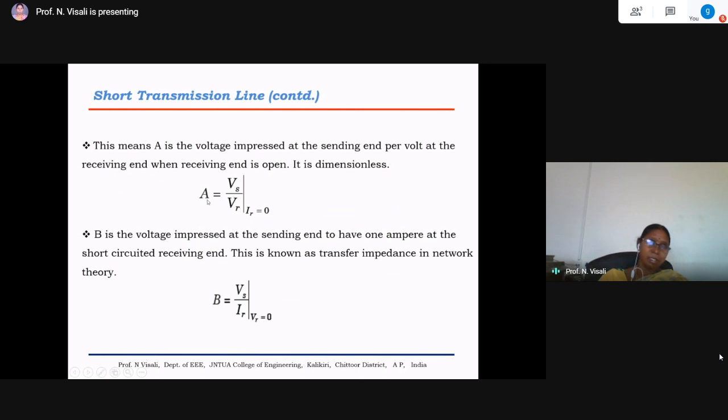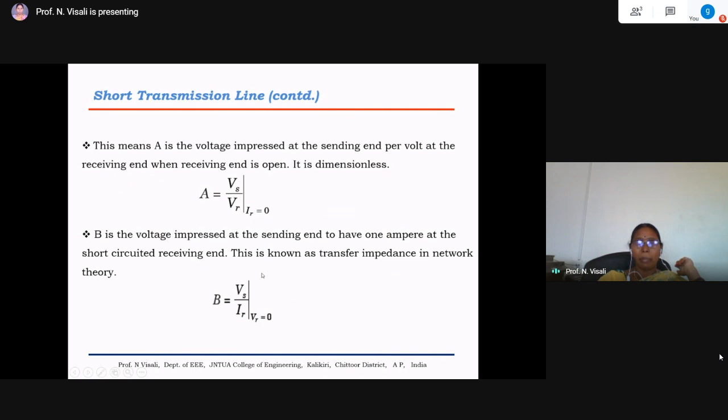B is the voltage impressed at the sending end to have 1 ampere at the short circuited receiving end. This is known as transfer impedance in the network theory. So we are going to consider that B is equal to Vs by IR, where VR is equal to 0. So Vs by IR is a ratio of impedance, sending end voltage divided by the receiving end current when the receiving end is short circuited. This is known as transfer impedance.